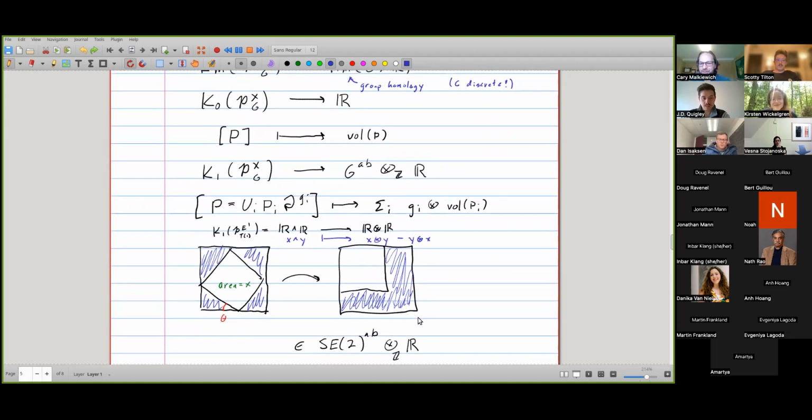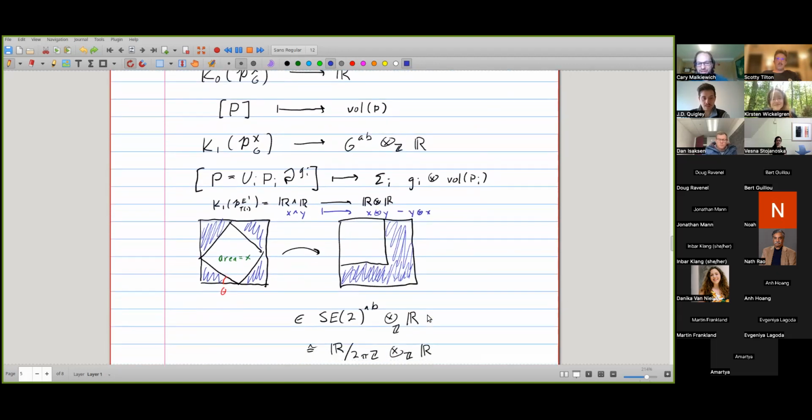So we kind of gave a larger example. This is in two-dimensional space. So here is a polygon. Okay, so this whole thing is supposed to be describing a class in K1 of polytopes in the plane, where I'm going to take the subgroup of oriented isometries.